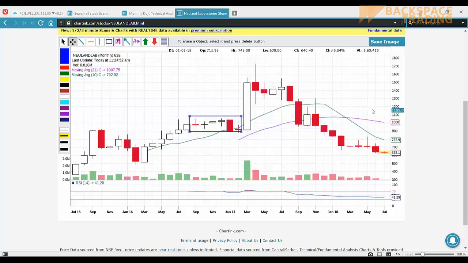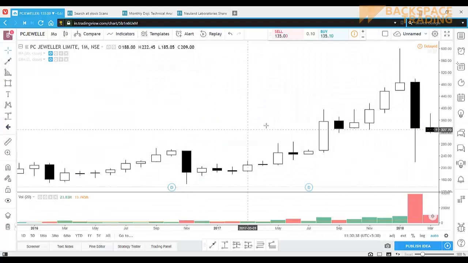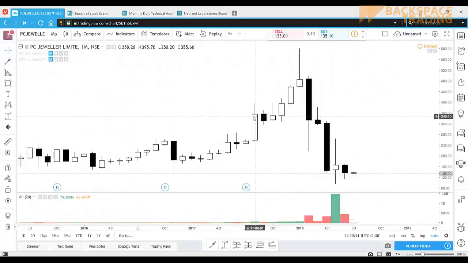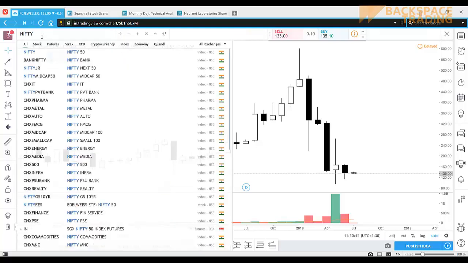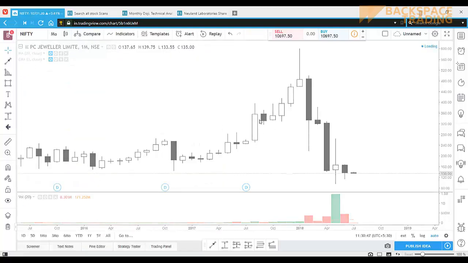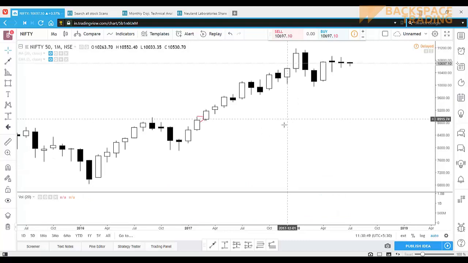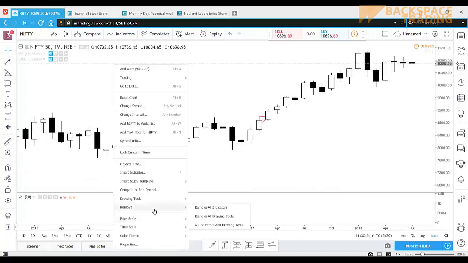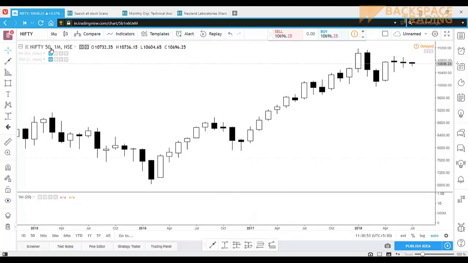Great. Now that was breakout, guys. Now after breakout we learn about something called a gap. What exactly is a gap? Let's go back to our Nifty, poor Nifty. Remove all drawings. I'm switching back to the daily.